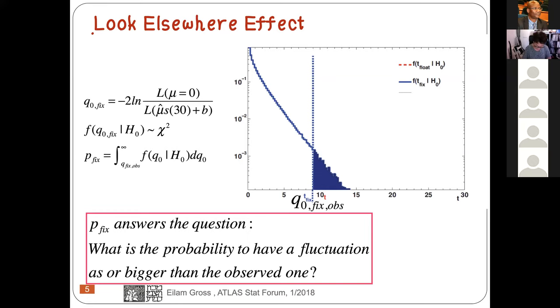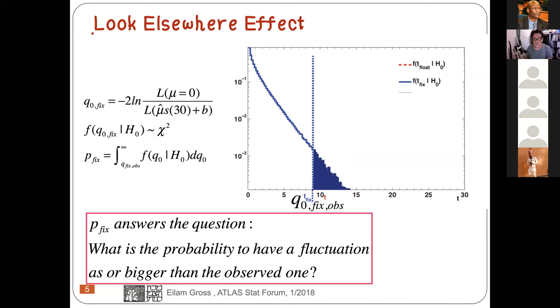Now you see the pen? Yes. Great. So this is the distribution of the test statistic under the background-only hypothesis. I toss many, many experiments, and now I look at the value of the test statistic of one real data experiment. I calculate the test statistic for this real data experiment and get some number. This blue area here is the probability that the fluctuation will be as big or bigger than the one that we see. So it's the probability to see what we see or even more signal-like. This is called the p-value. It's given by this integration, this area here.